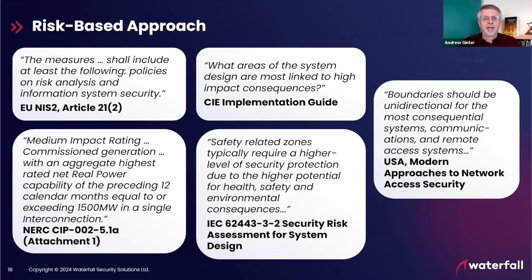NERC CIP: the risk might be fuzzy in 62443 guidance. It's absolutely baked into the NERC regulations. For example, a medium impact rating for a power plant is if the power plant is delivering 1,500 megawatts or more into a single part of the grid in the last 12 months. That makes it a medium impact asset. This is what's called a bright line rule. You must apply the rules for medium impact assets if your facility meets this.